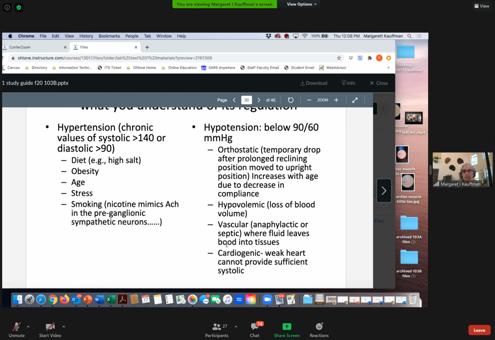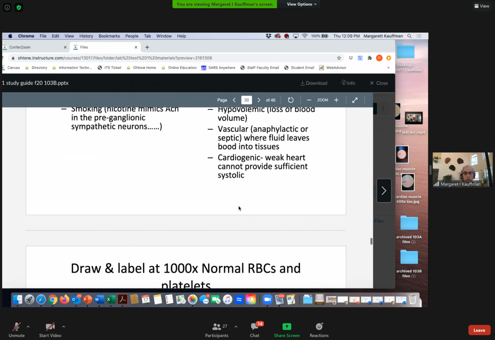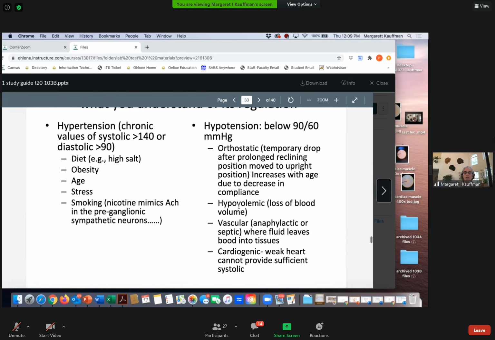So here are some reasons for having low blood pressure that I mentioned. Anaphylaxis. Sepsis is when you have a systemic infection, so you're again getting a big inflammation response everywhere. Cardiogenic, hypovolemic. I think the book also mentions these. Okay, so we're done with this part.